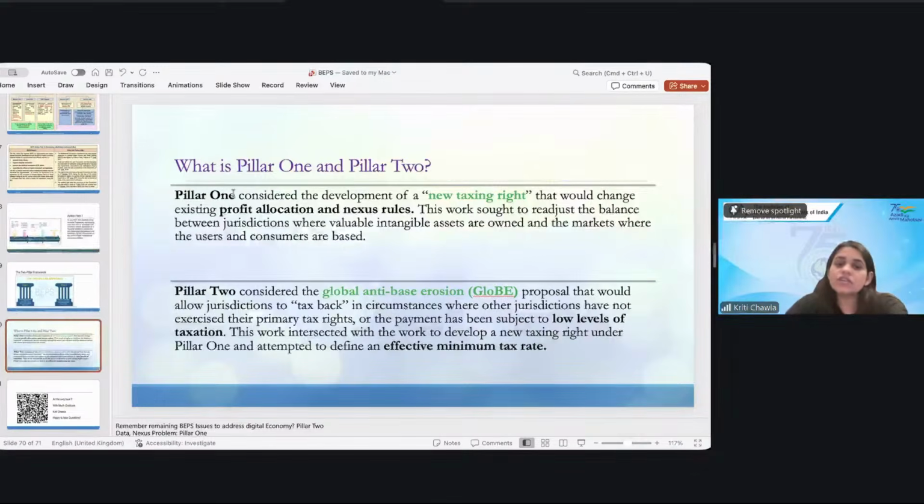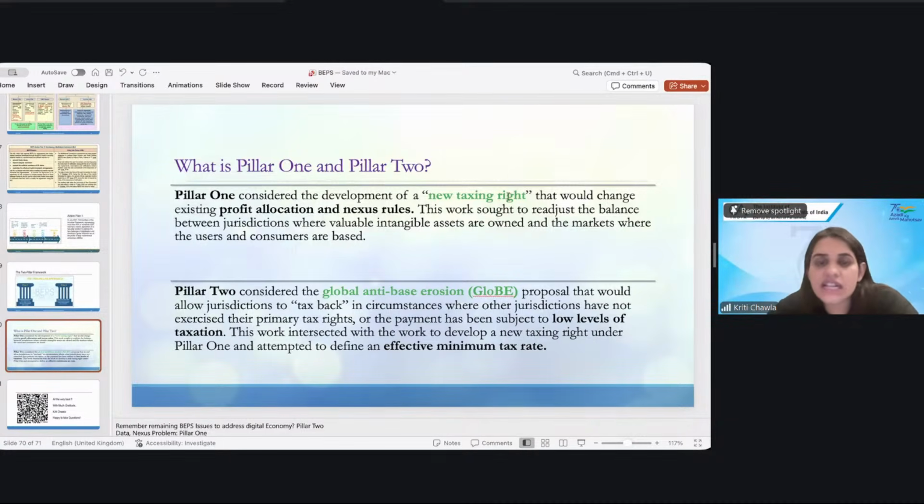And then, to address remaining BEPS issues and the digital economy, they came up with something called Pillar 2. In Pillar 2, they basically considered something called GLOBE rules, the Global Anti-Base Erosion Proposal, and this will allow jurisdictions to tax back in circumstances where other jurisdictions have not exercised their primary right, or payments which have been subject to low levels of taxation. This work intersected with the work to develop a new taxing right under pillar 1, and they attempted to define an effective minimum tax rate.